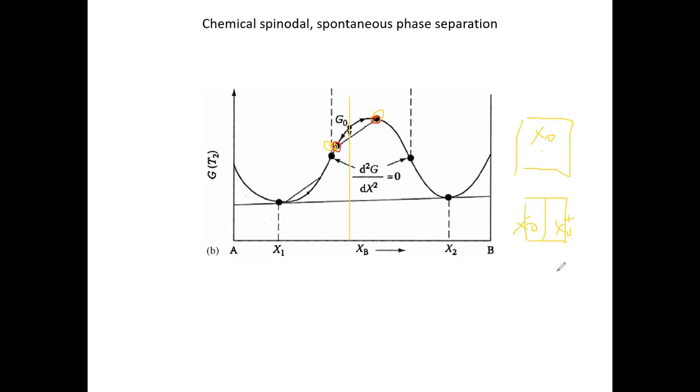Any ideas? If we have a system like that, okay, how would you get the free energy for a system like that?